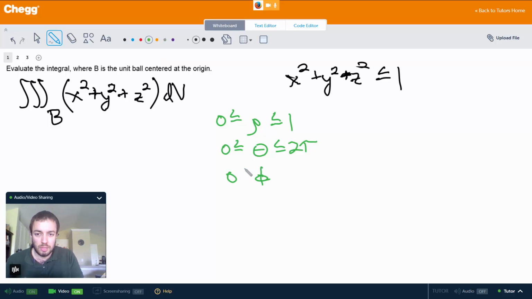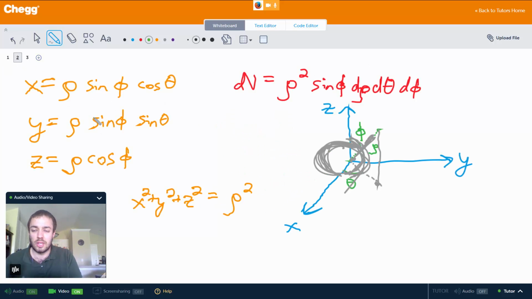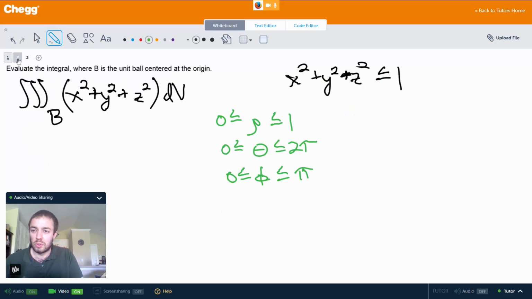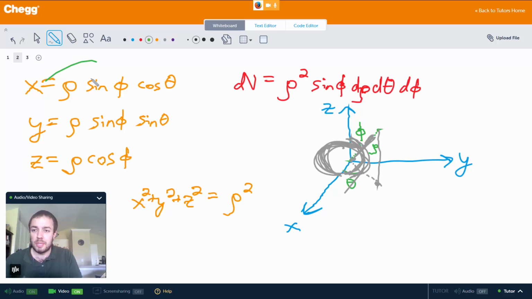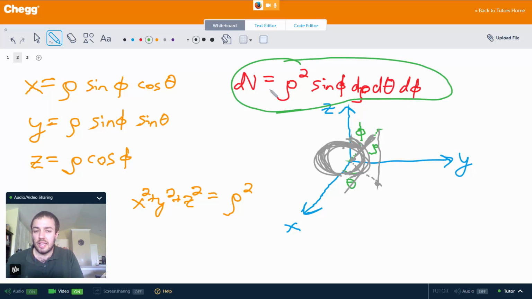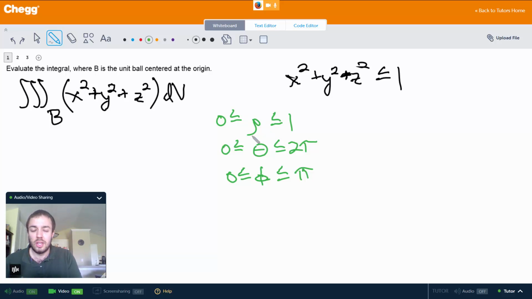So 0 is less than or equal to phi is less than or equal to pi. And these are the bounds of integration now. Now, how do we change into spherical coordinates from x, y, z? So here, we already mentioned these. And don't forget x squared plus y squared plus z squared is rho squared. And we also have to change dv. So dv is rho squared times sine of phi times d rho, d theta, d phi, where we might possibly have a different arrangement of these three. But for this problem, this is totally fine here, because we actually just have constant bounds on all three of these. So we're in good shape there.